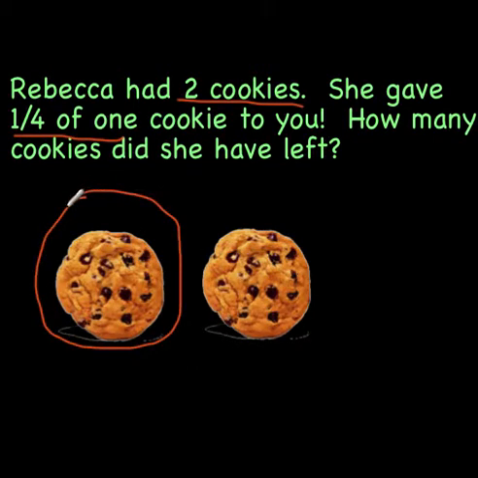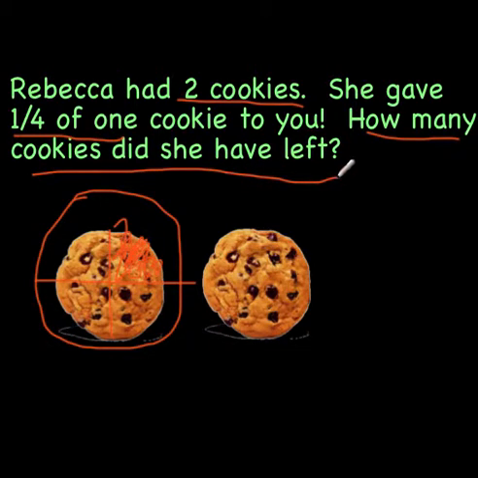Here's my 1 cookie. And she gave 1/4 of that cookie to you. That was so nice of her. I'm going to divide this cookie into fourths. There we go. She gave 1/4, this one right here, we'll just say this section. This is what she gave away to you. 1 out of 4 pieces. Question, how many cookies did she have left?